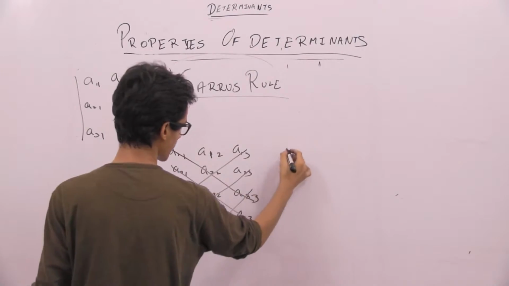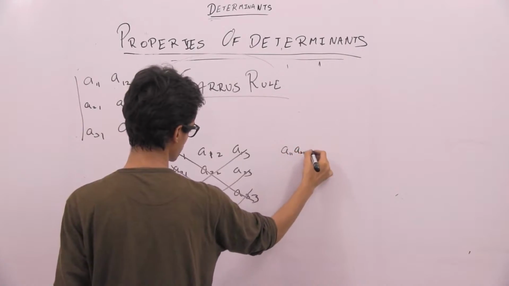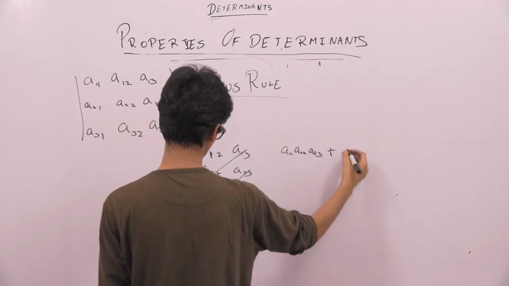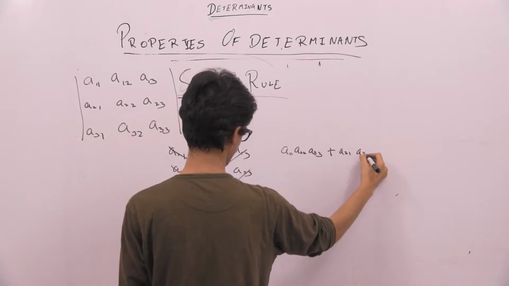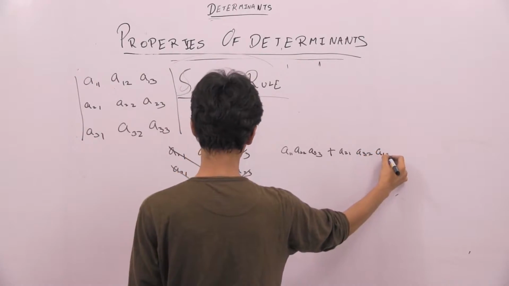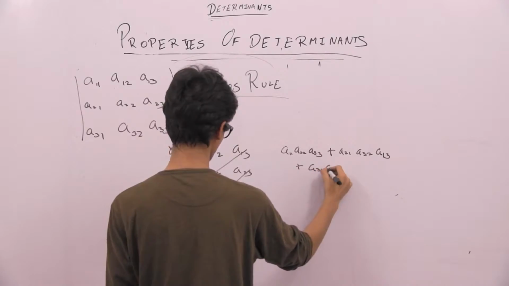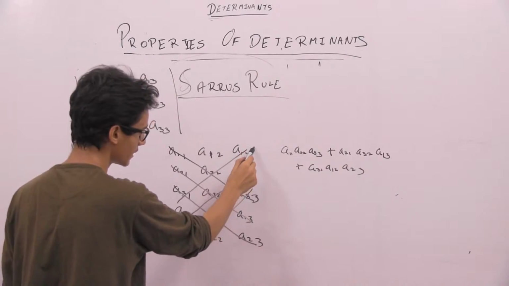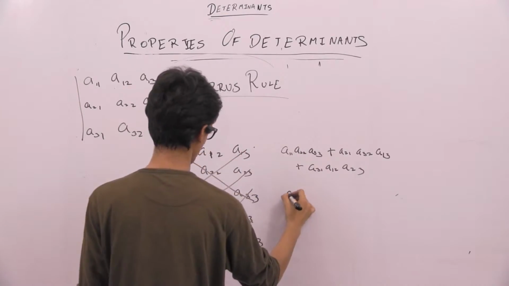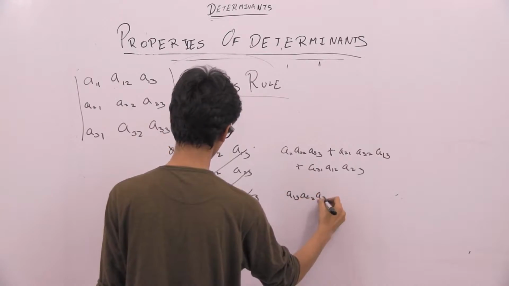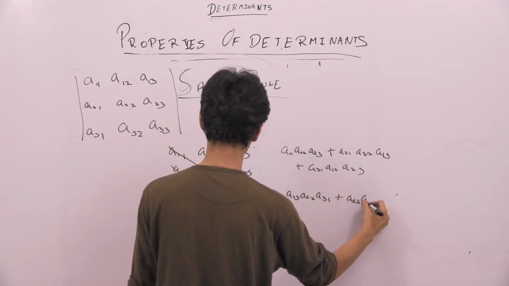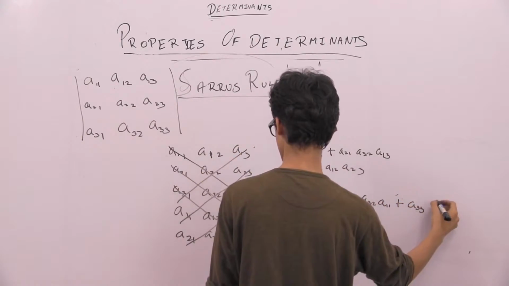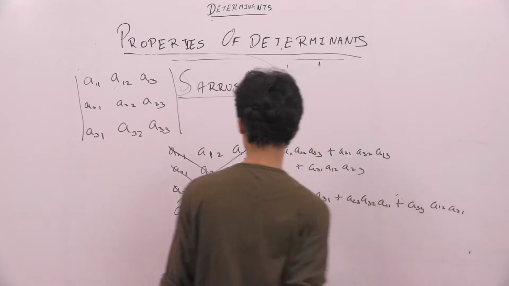So for this diagonal we have the sum a11 into a22 into a33 plus a21 into a32 into a13 plus a31 into a12 and a23. And for the diagonals going from right hand top to bottom left, we have a13, a22, a31 plus a23, a32, a11 plus a33, a12 and a21.